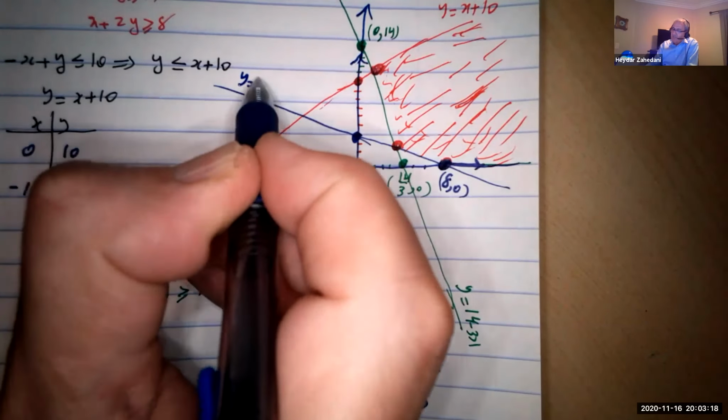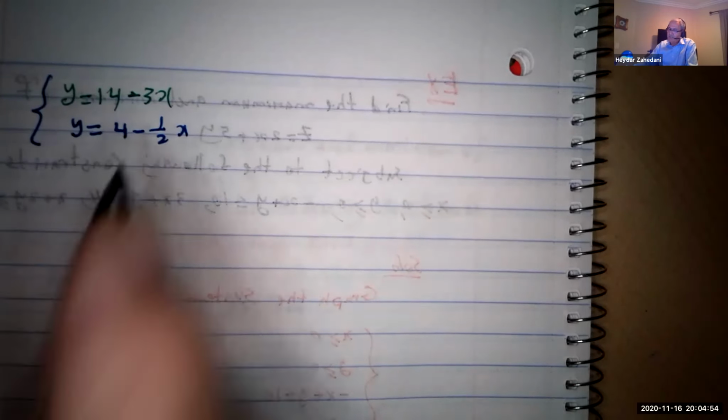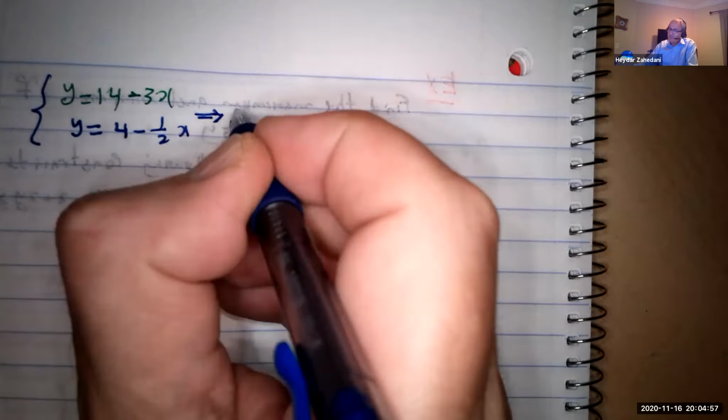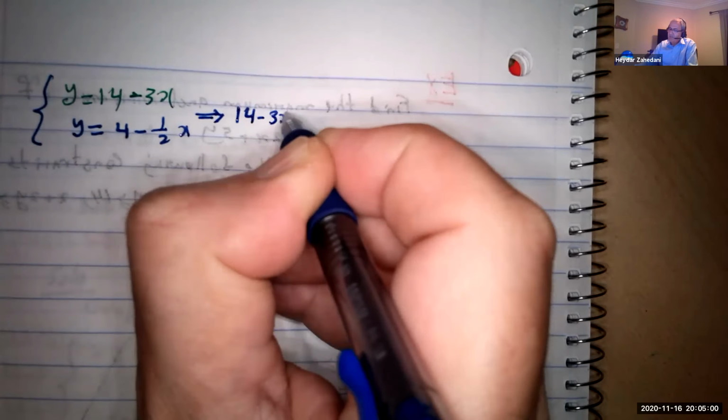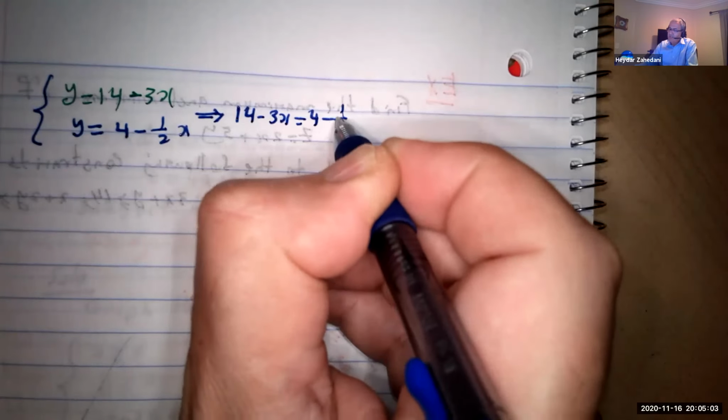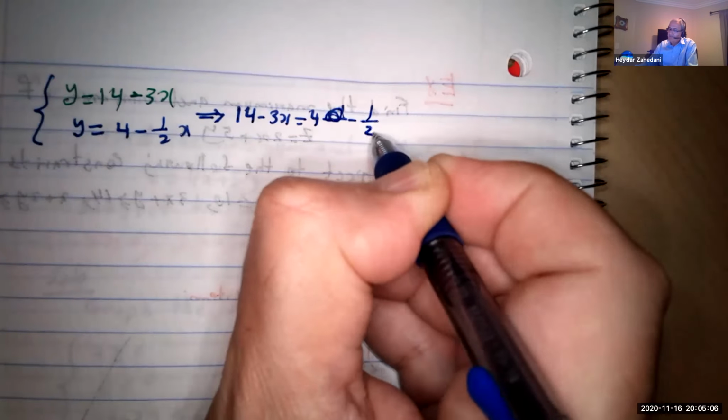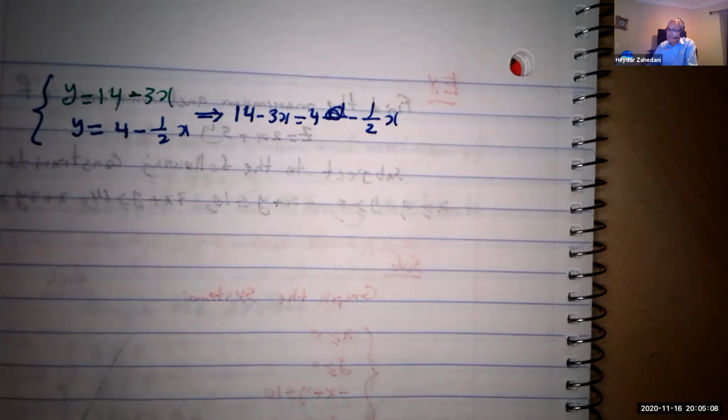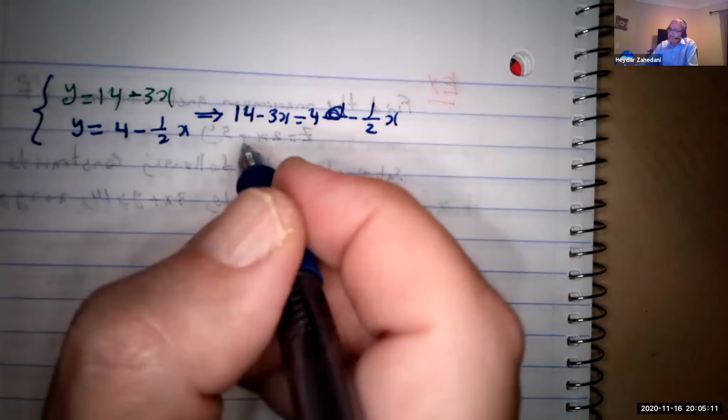And for the blue one, it's y equal to 4 minus 1/2 of x. That gave me the intersection point that I need. It's just a substitution method. Let them two equal to each other. So it's 14 minus 3x equal to 4 minus 1/2 of x. And to get the x, you subtract, that gives you 10.